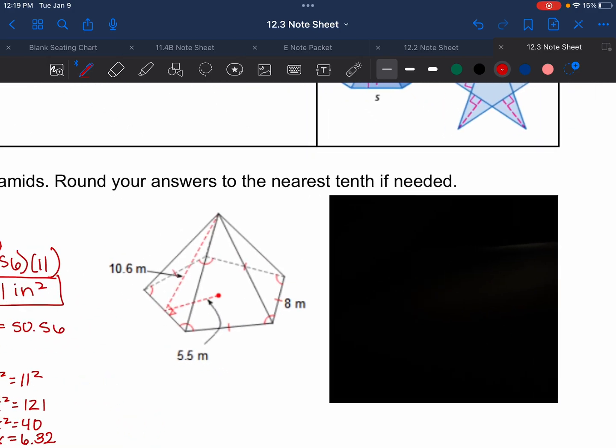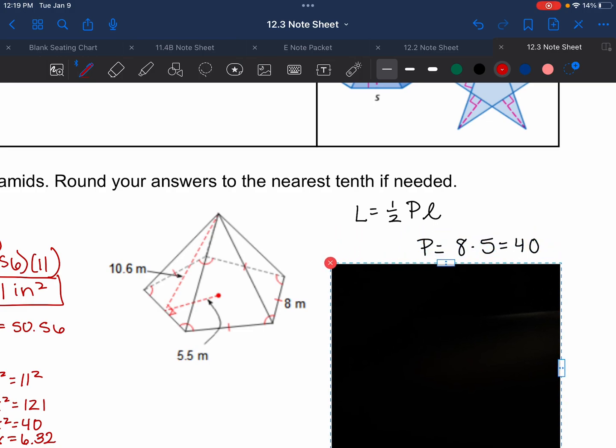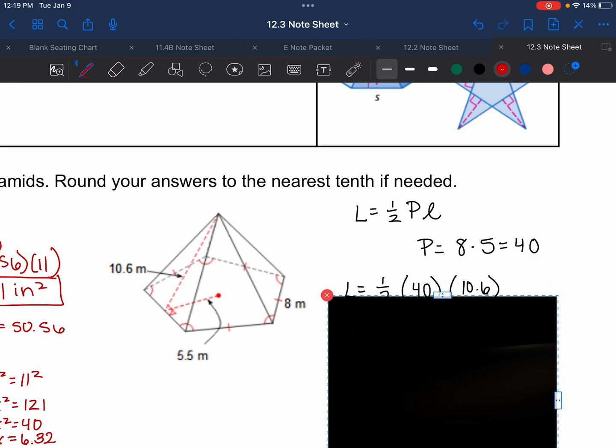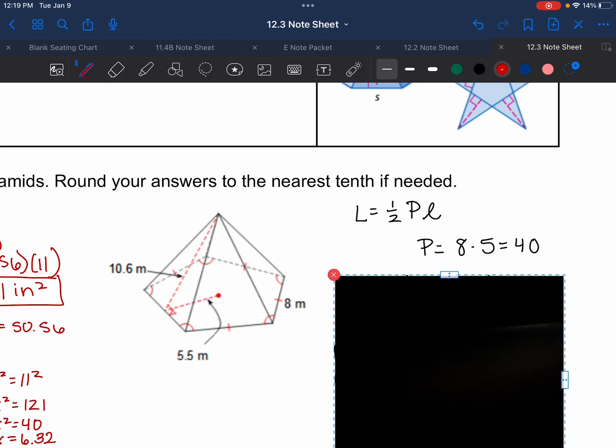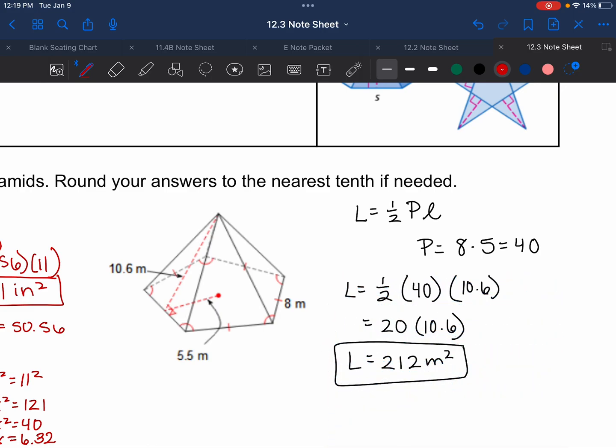All right, so if we look at this, the lateral area, again, is 1/2 times the perimeter times the slant height. The perimeter is 8 times 5, which is 40, right? Because all the sides of this pentagon are congruent. So 8 times the 5 sides, we get a perimeter of 40. And then we're given the slant length, it's 10.6. So we plug that in, and we get that the lateral area is 212 meters squared.